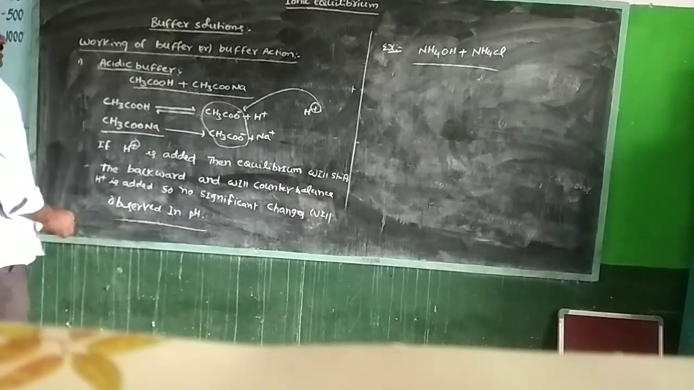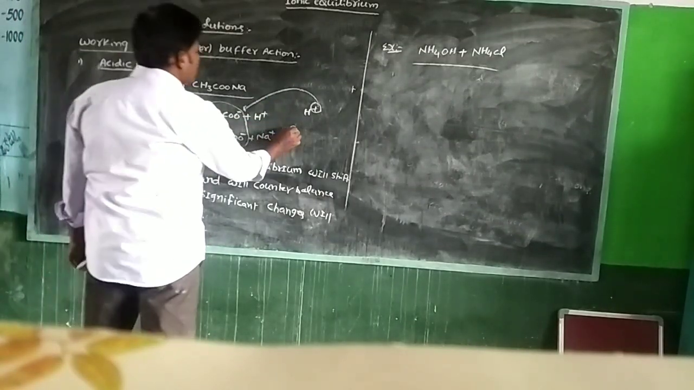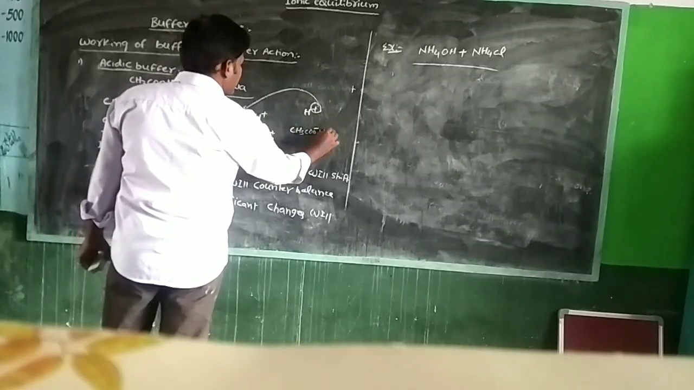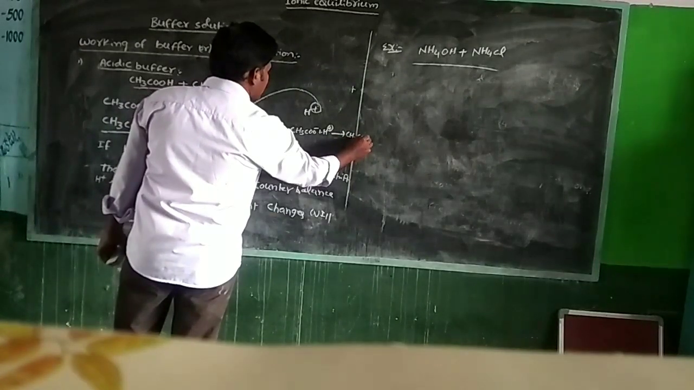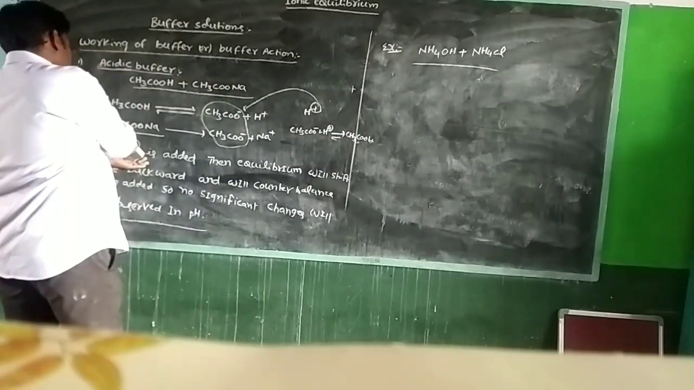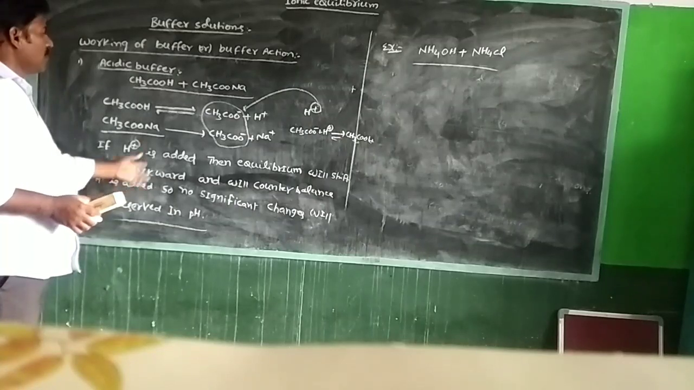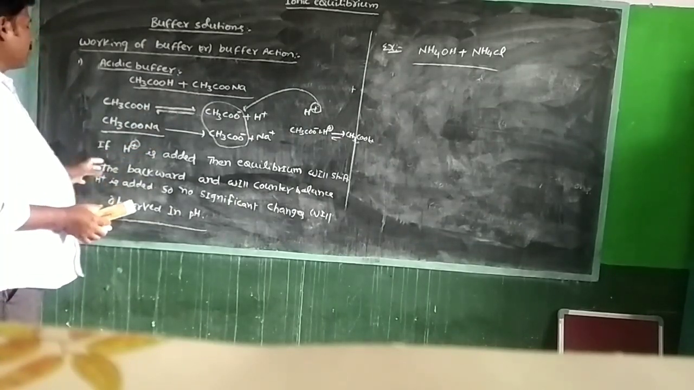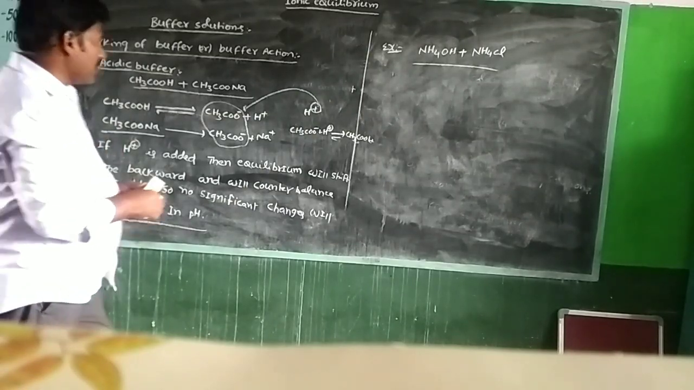If H plus is added, you can write CH3COO minus plus H plus to get what? CH3COOH. Which direction? The equilibrium will shift to the backward direction and will counterbalance the H plus added. No significant changes will be observed in pH. No change in pH. Okay.